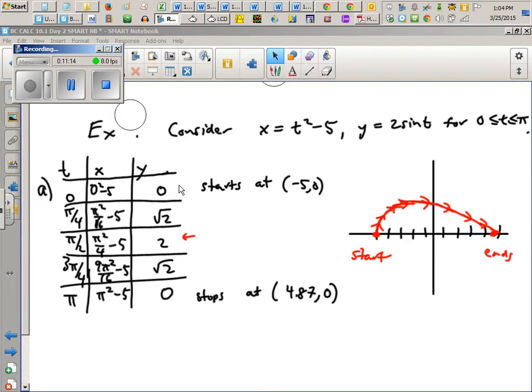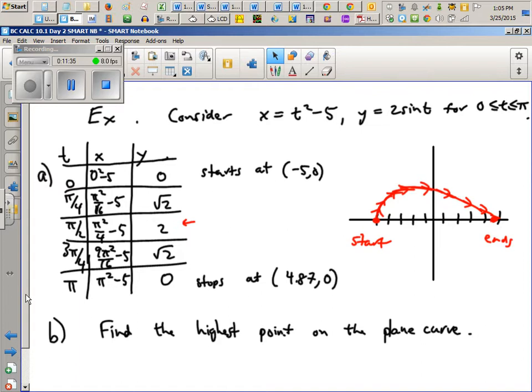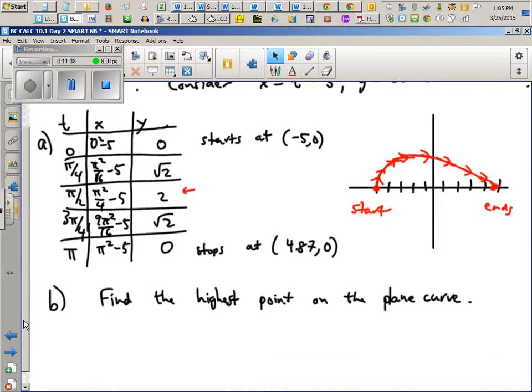Let's go now to our second question, part B here. So what else can we find? Let's find the highest point on the curve. Find the highest point on the parametric curve, or the plane curve, it's sometimes called. What you're looking at is a graph of x and y. So don't think this is like a t graph or something. It's not. This is x, this is y. T was just a controlled input to map this out.